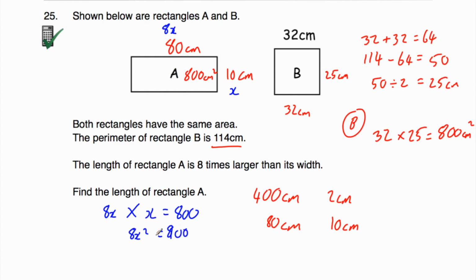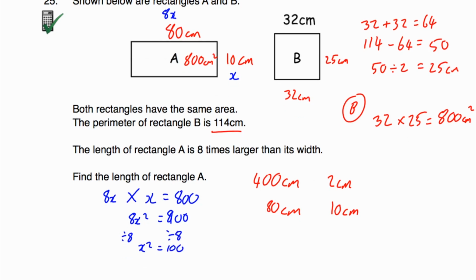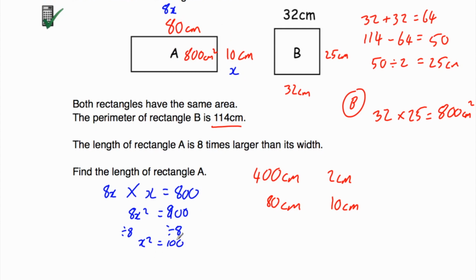Now we're going to divide both sides of the equation. We've got 8x squared is equal to 800. We divide both sides of the equation by 8, so we divide by 8 and divide by 8 to get that x squared is equal to 100. And then we know that it's a positive length here, so we can then work out the square root.